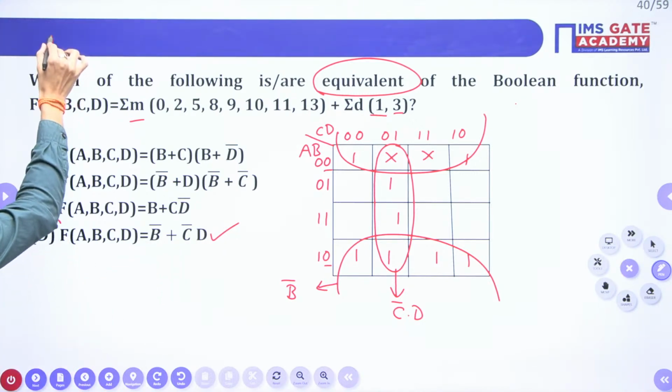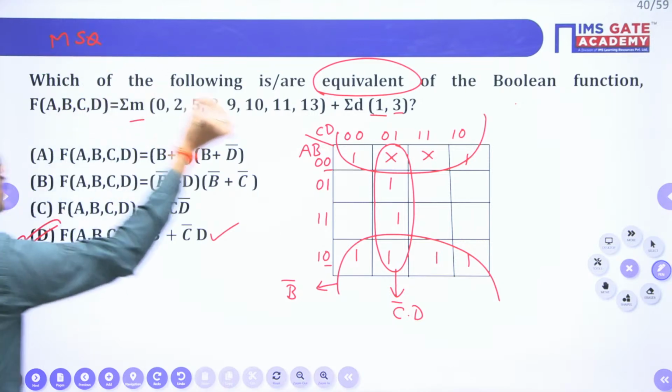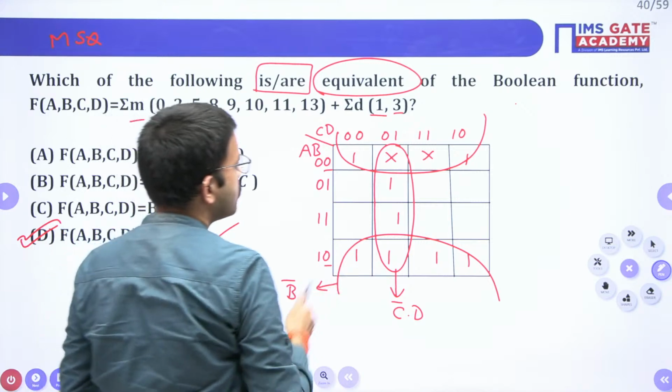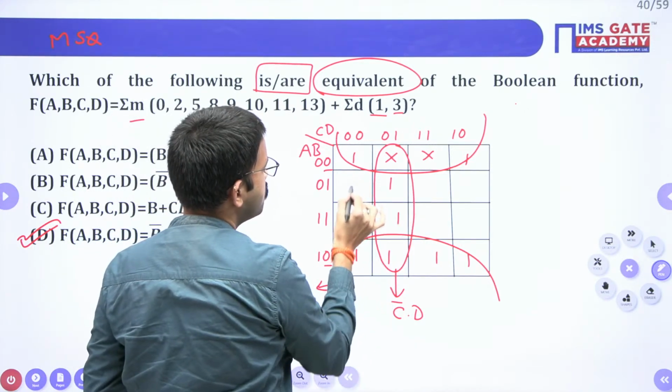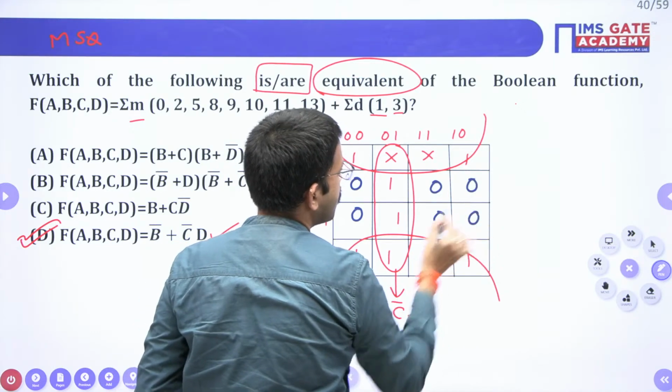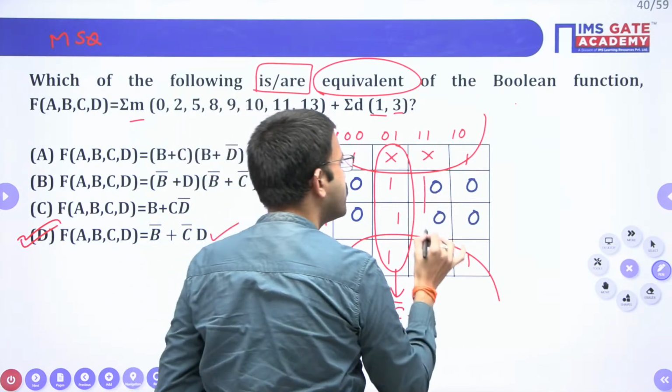But this question is MSQ because they have mentioned 'is or are'. Okay, MSQ question. So other than ones and don't cares, you put simply zeros. Now here you can do the grouping of these 4 zeros.